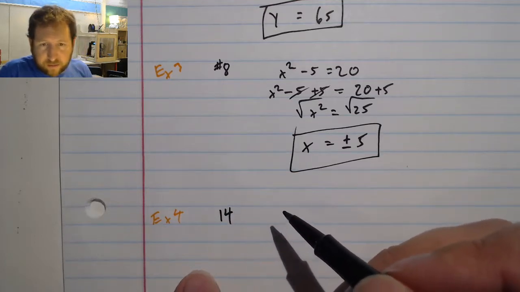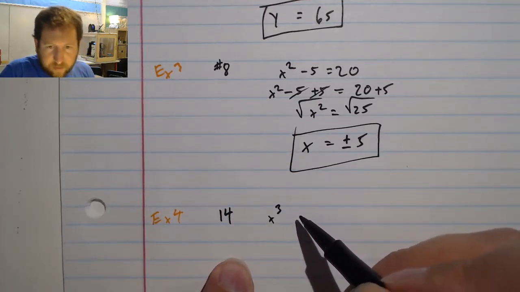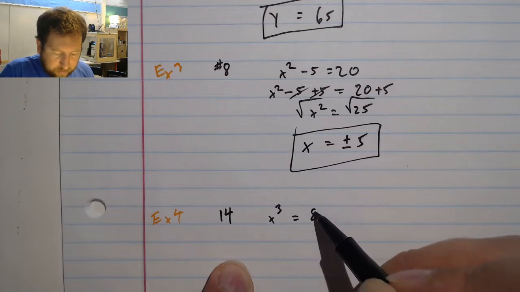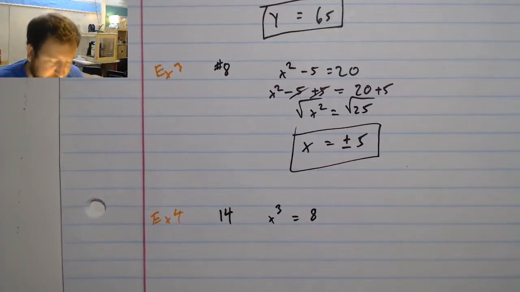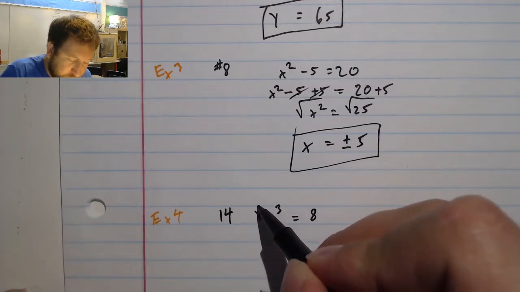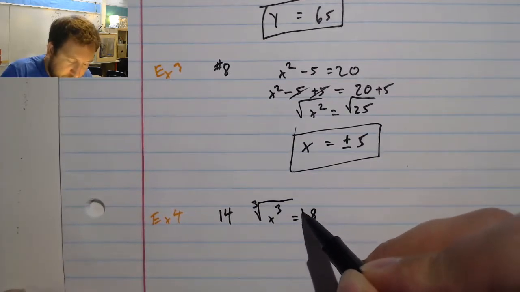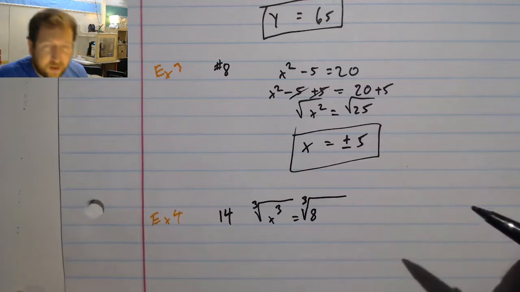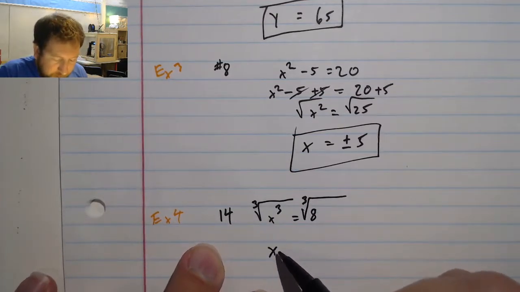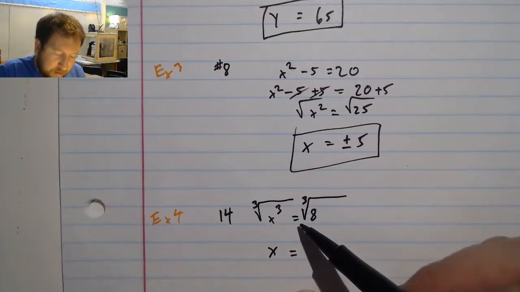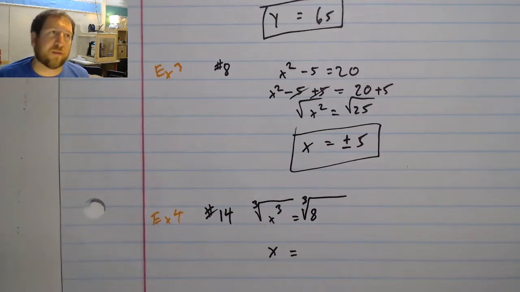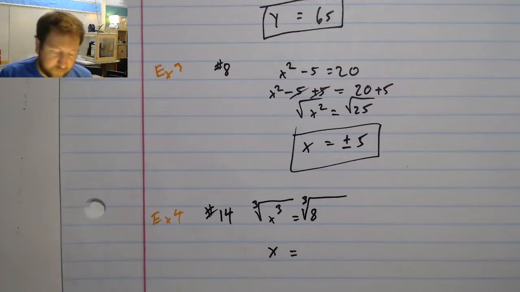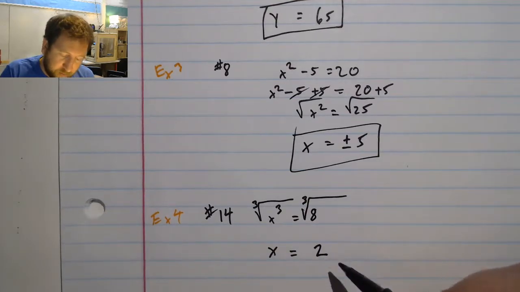Example 4. Let's take a look at number 14. In this case, we have x to the third power equals 8. And in this case, we're going to take the cube root of both sides, just like we took the square root before. The cube root kind of looks like this. And we cancel out, and we have x equals. And in this case, the cube root of 8 is what times itself twice gets us 8. And the answer to this is 2.